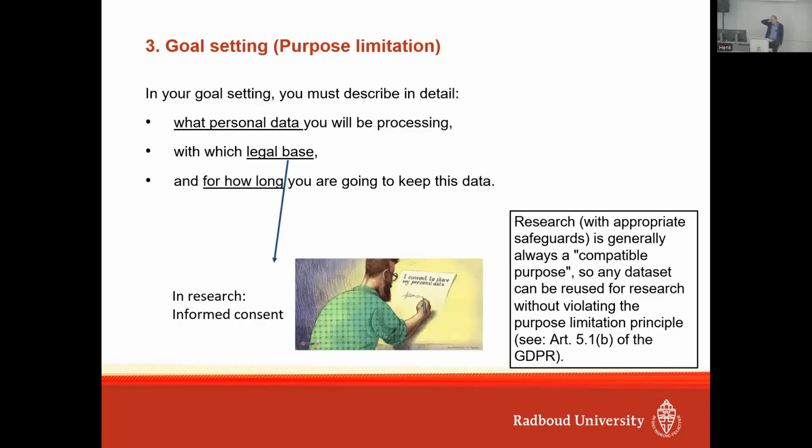Then we have the goal setting, the purpose limitation. So you have to describe in detail in your goal setting what kind of personal data you will be processing, what the legal basis is, and for how long you will keep this data. So it is relevant to know that for the GDPR, you need a legal basis to collect personal data. And typically this is consent. Because if you do an experiment, you can ask permission from your participants, and consent is one of the legal bases. Now, you can imagine experiments where you cannot ask consent, and I think we come back to this later as well.